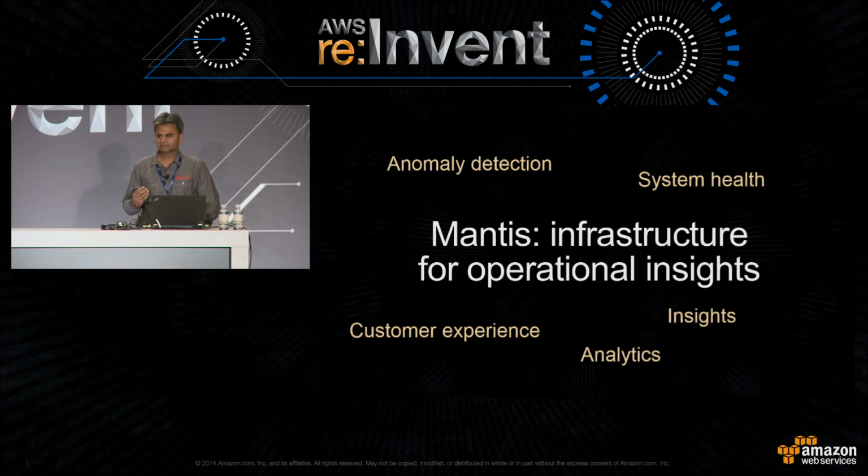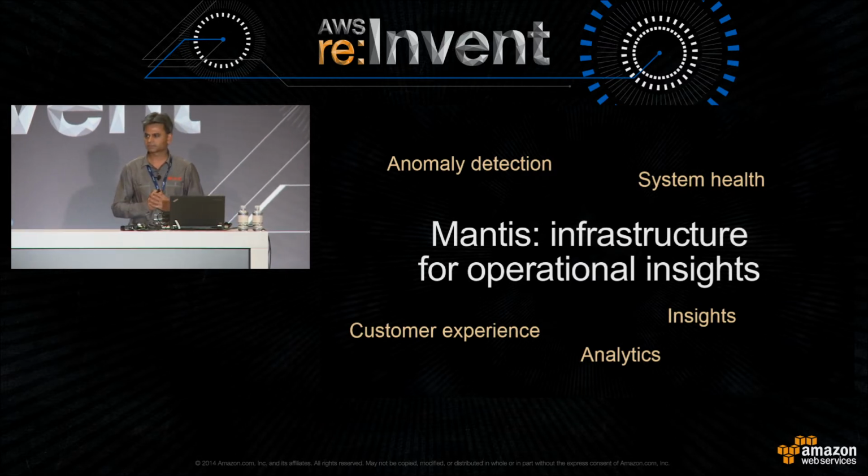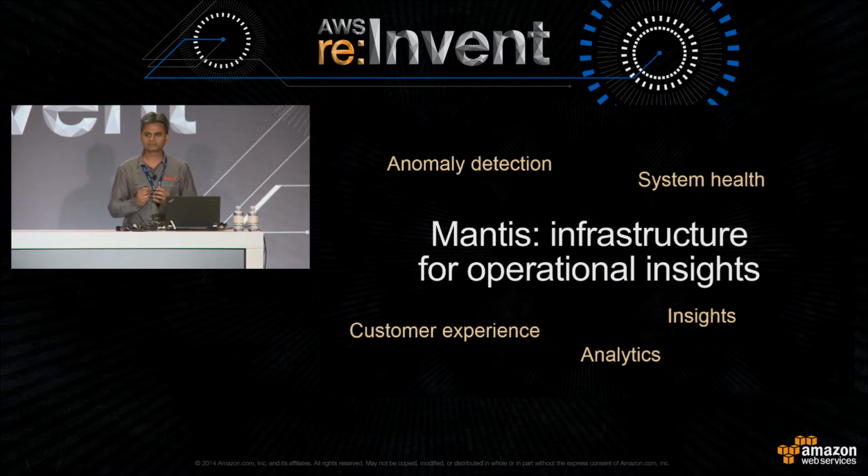So Mantis is an event processing infrastructure. There are other event processing systems already available in open source, quite good ones. When we looked at those and looked at our specific use cases, the use cases being anomaly detection and operational insights to improve our customer experience, we felt that we needed to build a system that specifically addresses these.